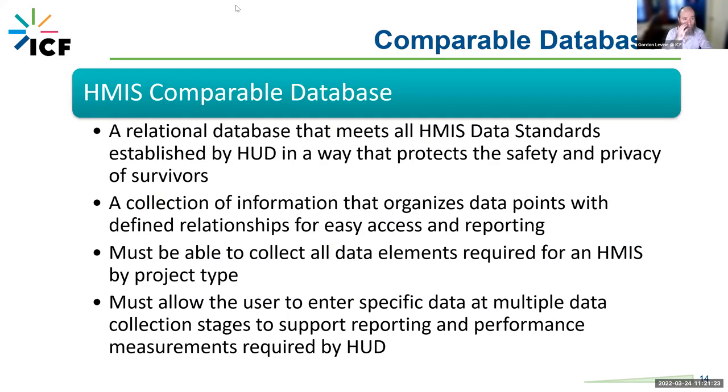So an HMIS comparable database is a database that meets all of HMIS's data standards in a way that protects the safety and privacy of DV survivors, or in the case of legal services providers, attorney-client privilege. It organizes data in ways that define relationships for easy access and reporting. And this next bullet point is the real sticker. It has to be able to collect all of the data elements required for an HMIS project type, and they have to allow users to enter specific data at multiple stages to support the reporting and performance measurements required by HUD.